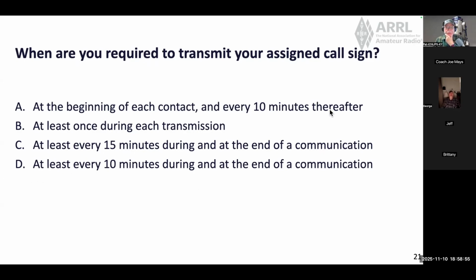So while both of them say 10 minutes, and that's correct, you should identify every 10 minutes. You don't necessarily have to give your call at the beginning. It's a good idea, especially if you're talking to another station. For example, I may be on the air and I'm trying to contact another station. I'm going to give that station's call sign first, followed by mine. So I may say KO4 XYZ, this is KY4 JPS. So the actual answer is every 10 minutes during and at the end of the communication. So the answer is D.